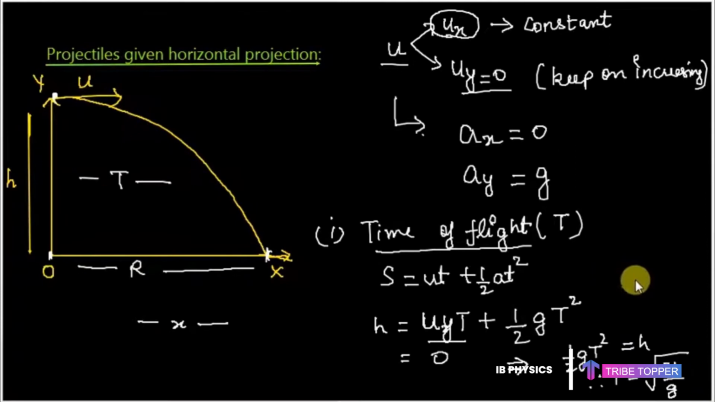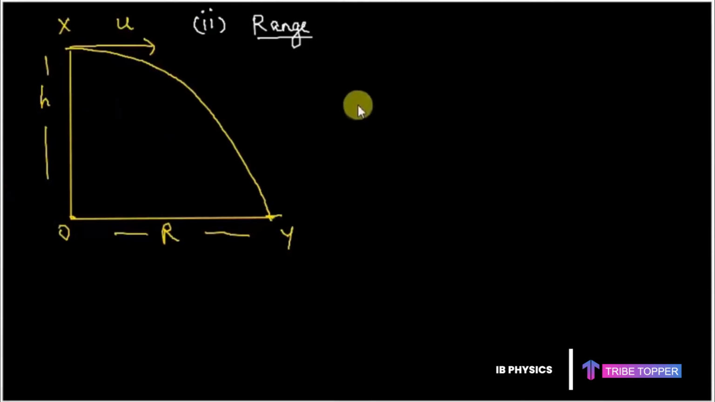Now let's move on to find out the horizontal range. How far does it go? So how can we find out the range of this projectile? Now again, the range will be covered in the total time of flight, because this distance it is going to cover when it falls down. So this will be covered in the total time of flight T. So we are going to use the horizontal equation of s is equal to ut plus half at square along the x-axis. So it will be x is ux t plus half ax t square.